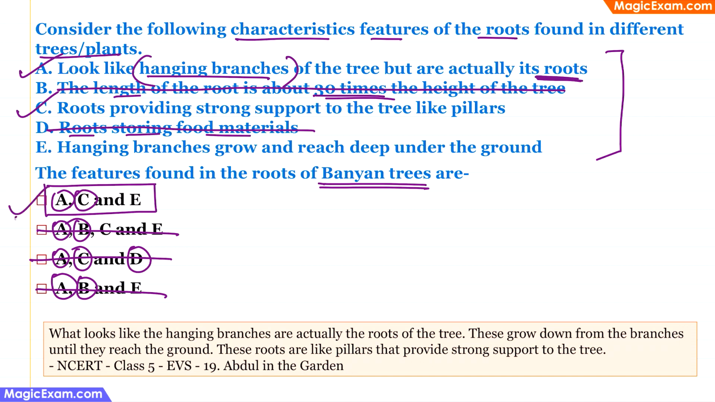Now when we look at the last option, that is hanging branches grow and reach deep into the ground. This is a correct statement because these hanging branches are nothing but roots, and these roots actually grow into the ground because they not only provide the function of the root, they also support the tree like pillars. Therefore, statement E is correct. Therefore, A, C and D is the correct answer.